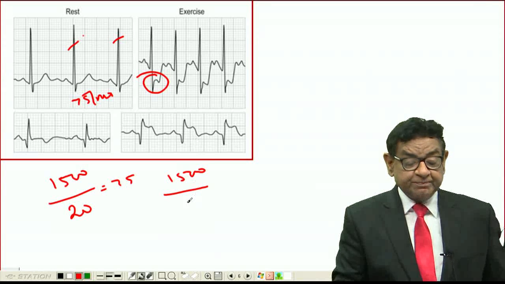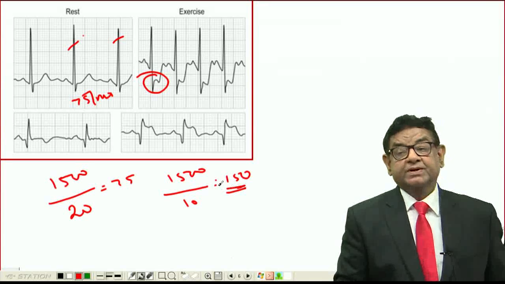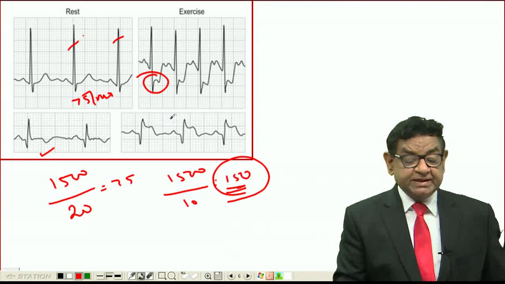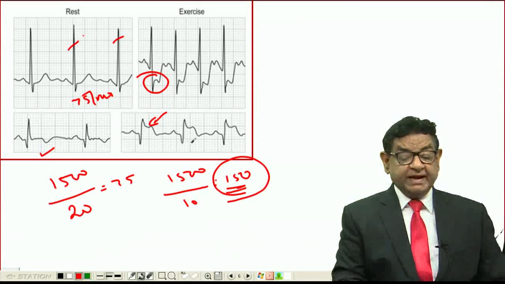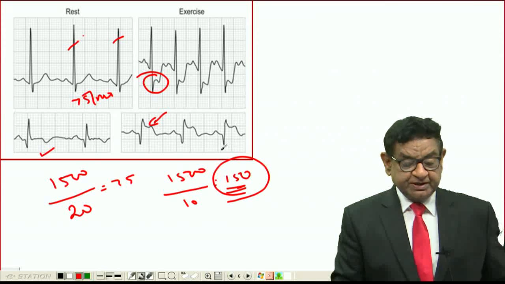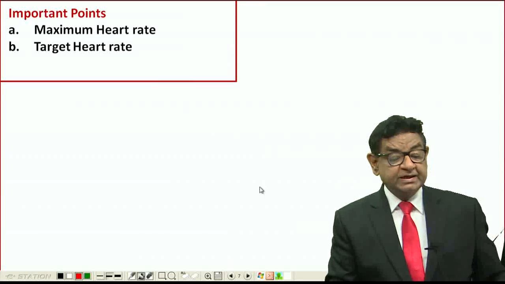5, around 10. So heart rate is 150. Got it? So at a heart rate of 150, we got ischemia. And remember, look at this again: normal ECG, and you are getting ST segment elevation. All are the signs of ischemia, inducible ischemia. Well, with this, we move on to the next slide.